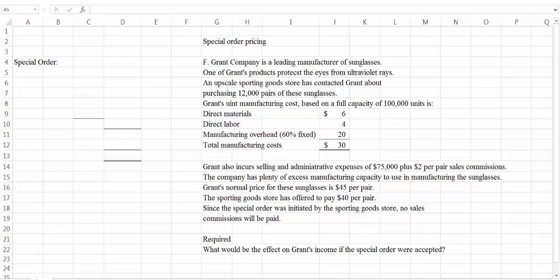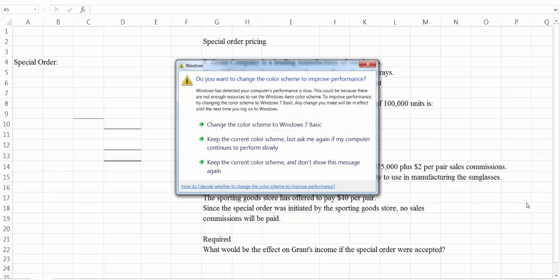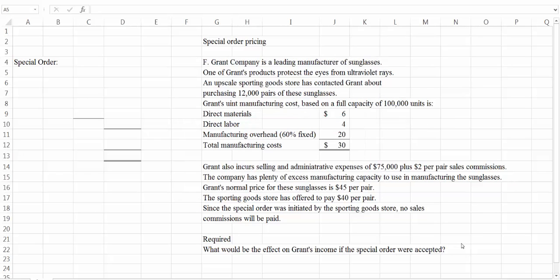Grant also incurs selling and administrative expenses of $75,000 plus $2 per pair sales commissions. The company has plenty of excess manufacturing capacity to use in manufacturing the sunglasses. Grant's normal price for these sunglasses is $45 per pair. The sporting goods store has offered to pay $40 per pair. Since the special order was initiated by the sporting goods store, no sales commissions will be paid.